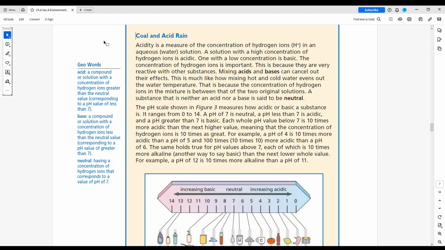Mixing acids and bases can cancel out their effects. This is much like how mixing hot and cold water evens out the water temperature. That is because the concentration of hydrogen ions in the mixture is between that of the two original solutions. A substance that is neither an acid nor a base is said to be neutral.